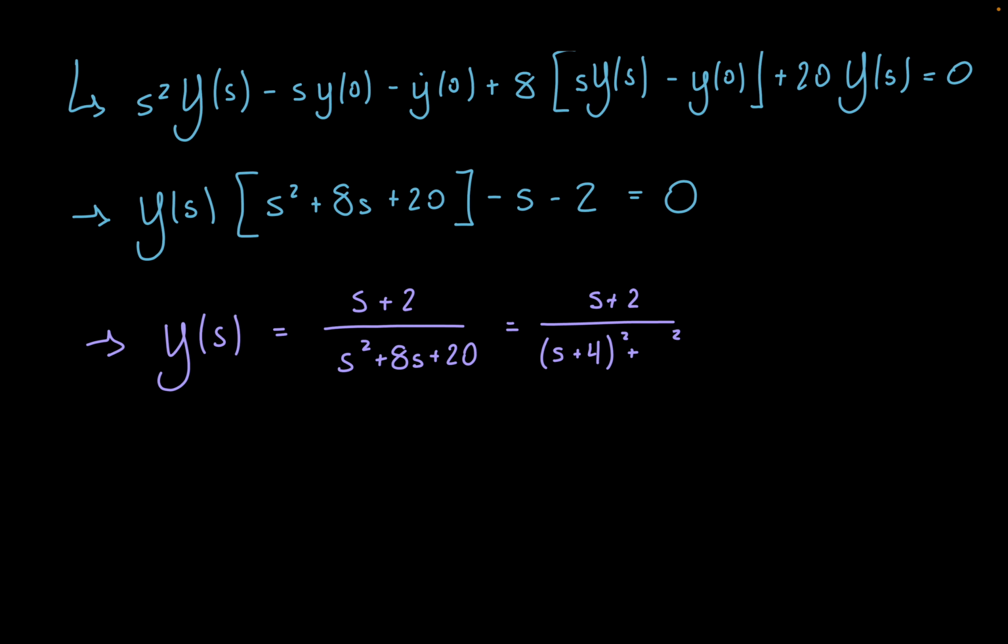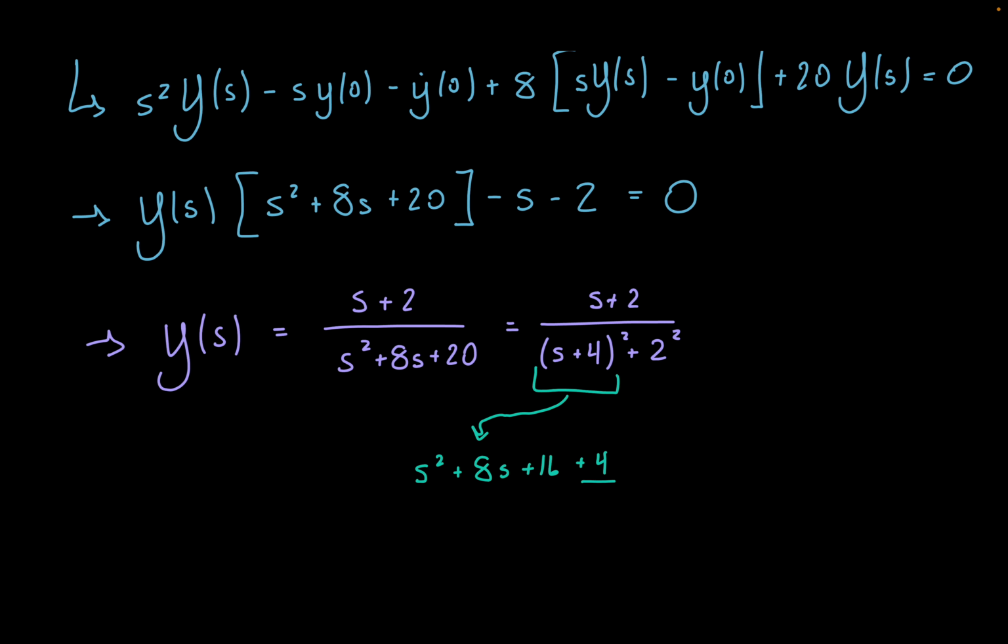Because if we were to actually expand this here, we would get s squared plus 8s plus 16. Now, in order to make these two expressions the same, all we're missing is this plus 4 here. So what we can do is write that plus 4 over here as 2 squared, such that we have the exact same denominator that is equivalent. So that's essentially the start of the completing the square method.